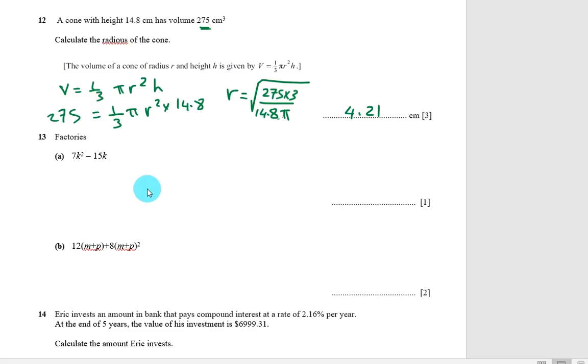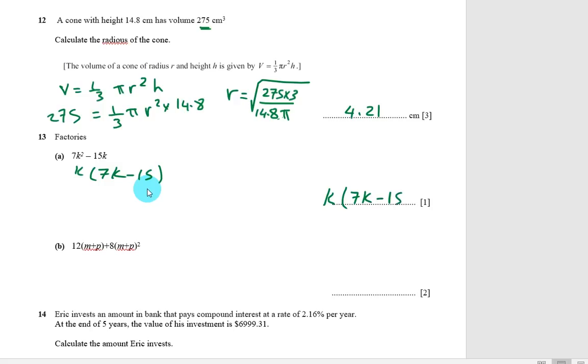Factorize 7k squared minus 15k. Let us take k as a common factor: 7k minus 15. 7k minus 15. So the answer will be k(7k minus 15).